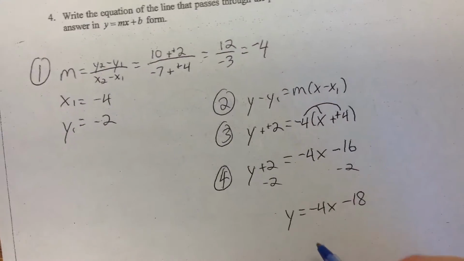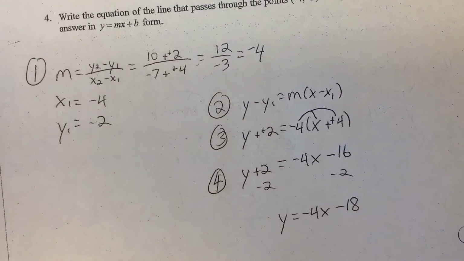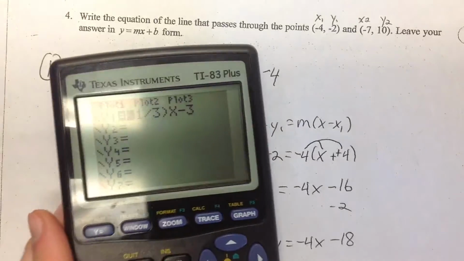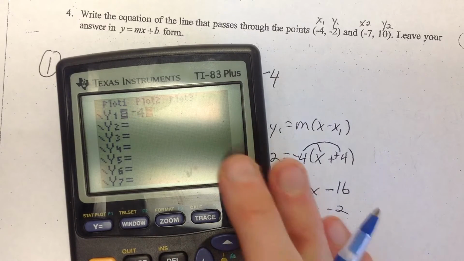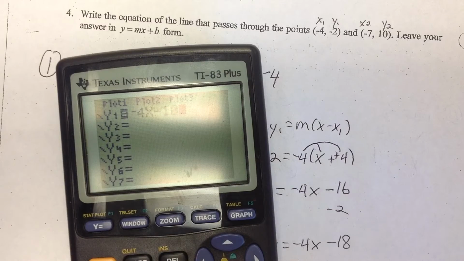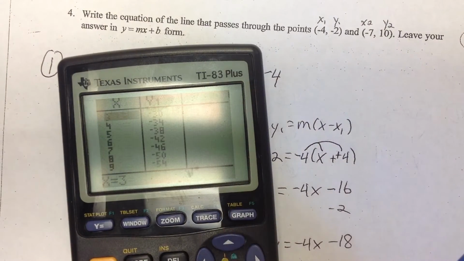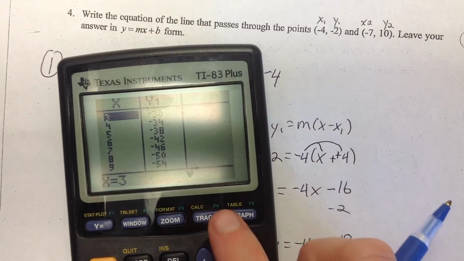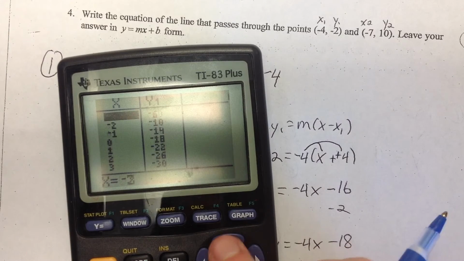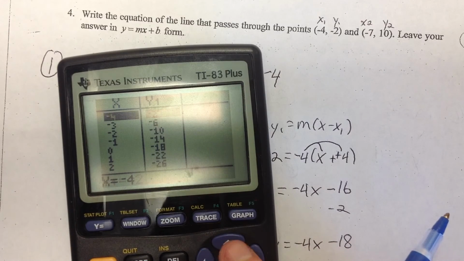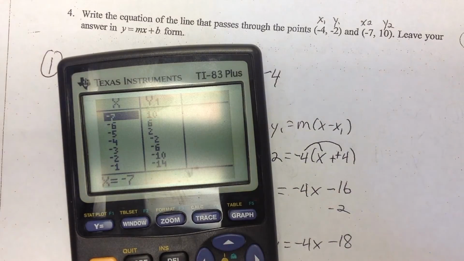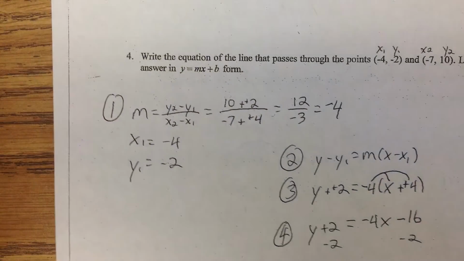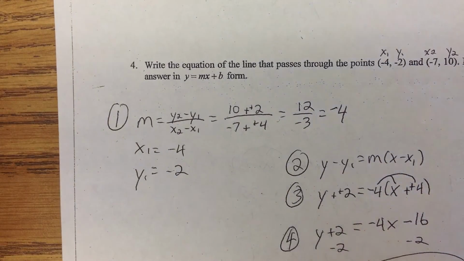Now before we circle that, let's actually check it and make sure that it's right. So we're going to go to our y equals. We're going to clear out what's in there. We're going to type in -4x minus 18. We're going to go to second graph. And then let's see, we're looking for (-4, -2). There that one is, so that's good. And we're going to look for (-7, 10). There that one is, so they both check out, which means we're right, and it also means we're done with this homework.